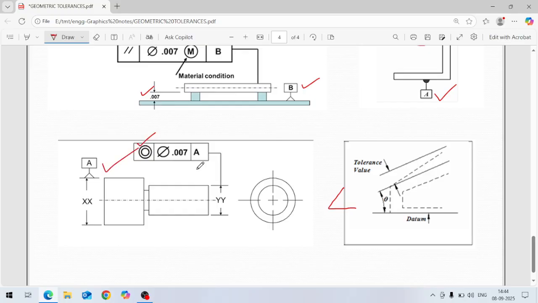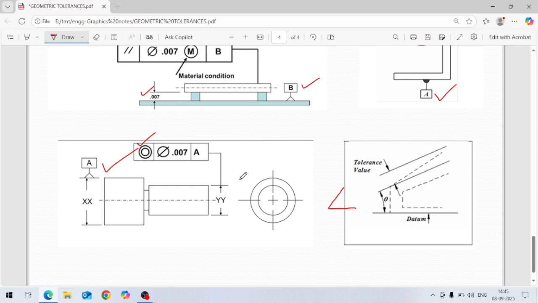That means this is a datum, this diameter x-axis. With respect to this datum, this diameter y should be concentric within 0.007 mm. The center of this diameter and the center of this step diameter y should have a maximum permissible error of 0.007. Both should be concentric circles. If these are not concentric, then there will always be position error. So this way we can define all these things.